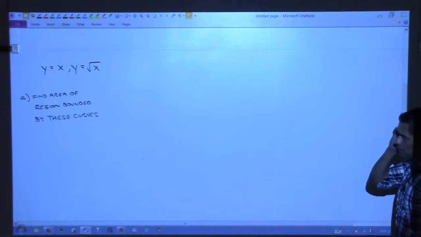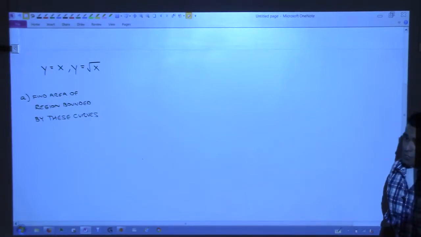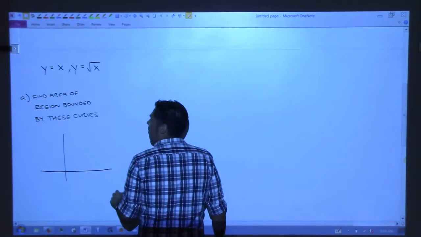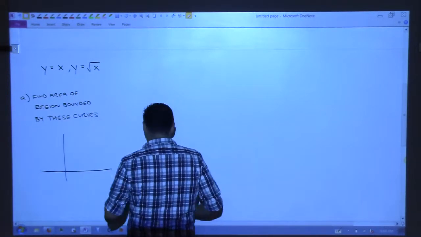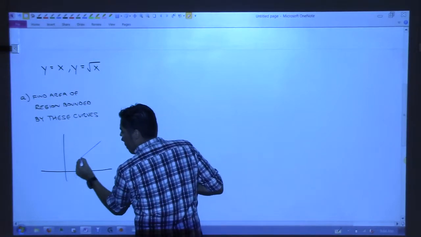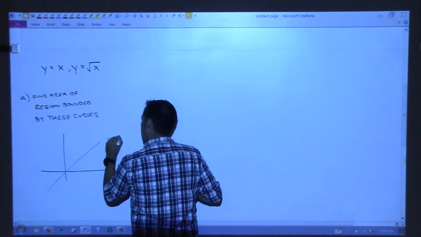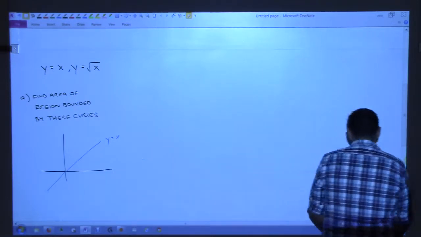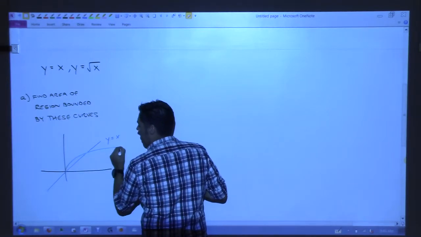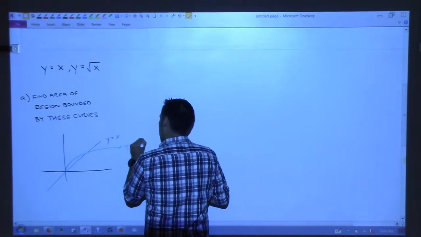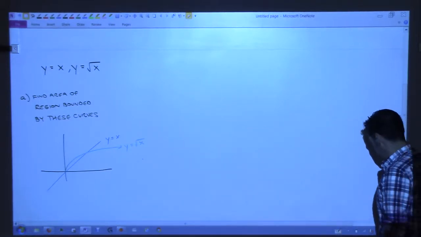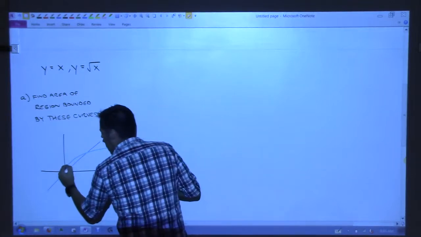What do we do here? Maybe start with a picture? Okay, so we start with a picture. Y equals x, that is a diagonal, isn't it? And then square root of x, that is the square root function. Starts here, goes like that. Y equals root x. And we can see the region bounded by the two. So we're trying to find the area right here.